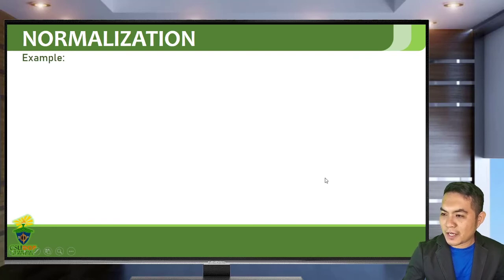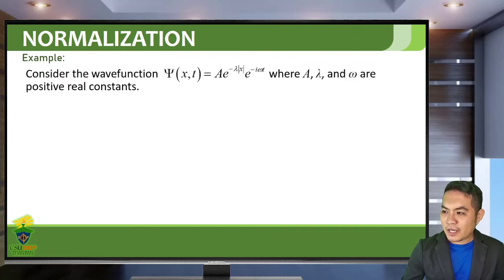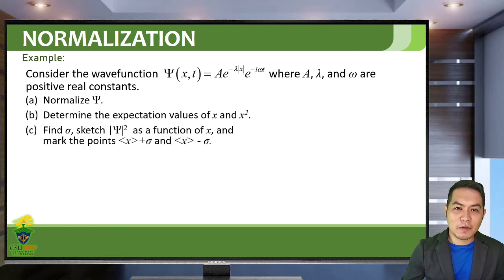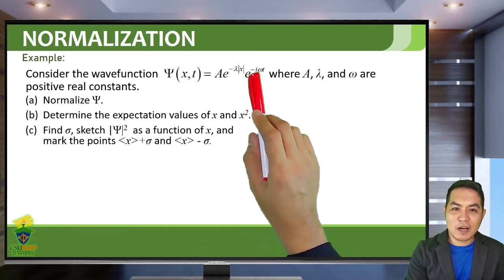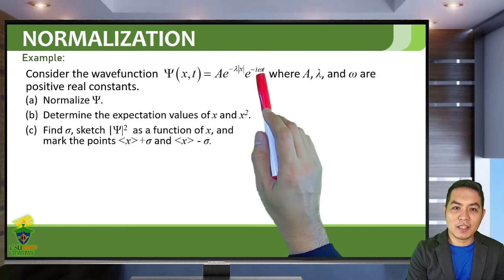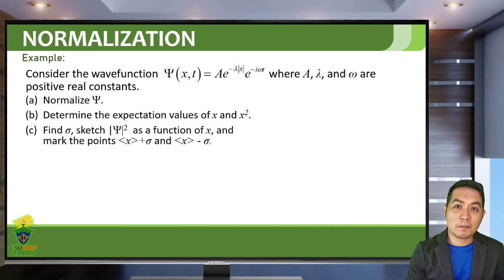So I actually have another example here, but this example resembles the example in the previous lesson, where we have a probability density rho, and the solutions to this problem are just similar, or in some cases exactly the same. So you are given this wave function. You will notice that this wave function now has an imaginary part, negative i omega t, where a, lambda, and omega are positive real constants.